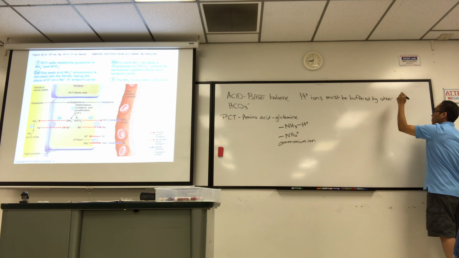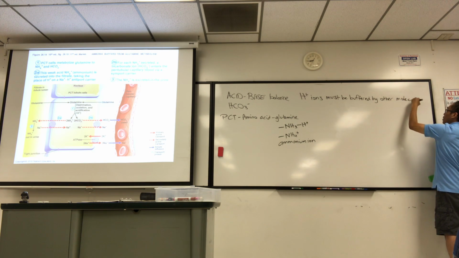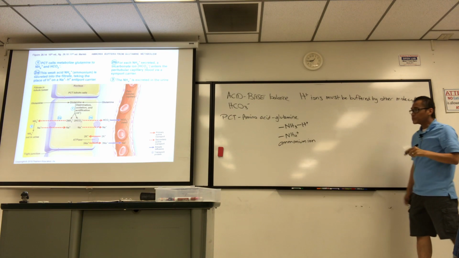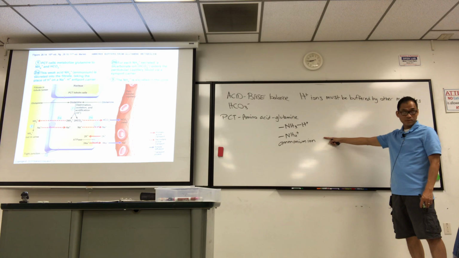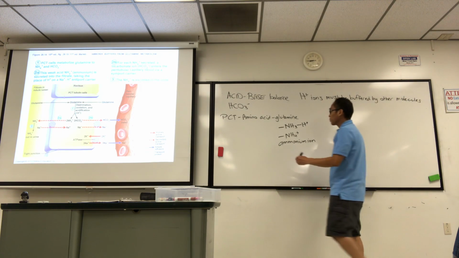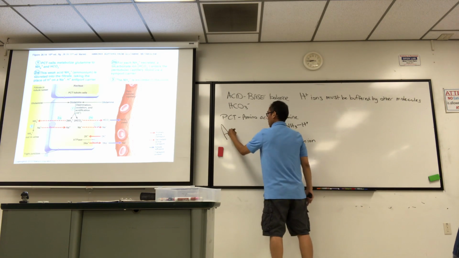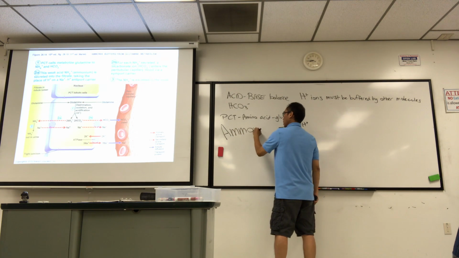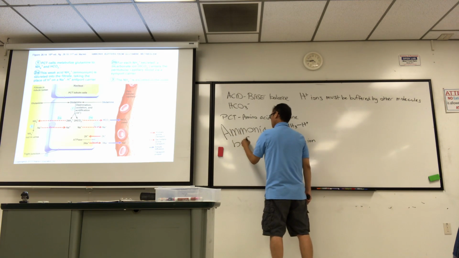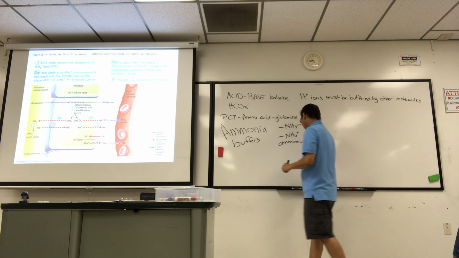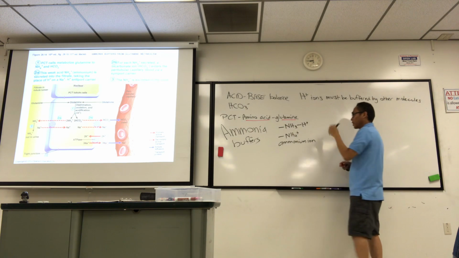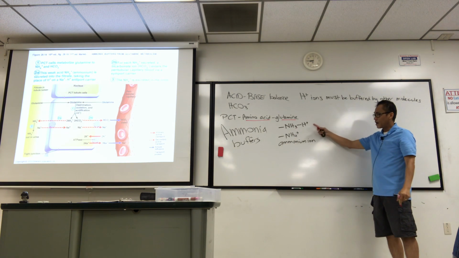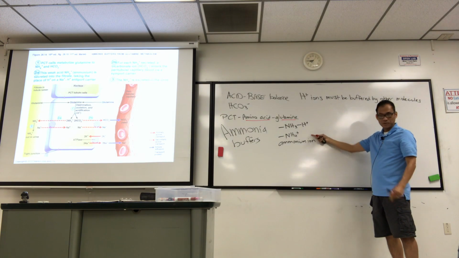I'll just say they must be buffered by other molecules. They're too small to be excreted by themselves. I won't write that, but ammonia buffers. This is kind of what we're talking about here. From the amino acid glutamine, you just break it up into pieces. You acidify the ammonia group to an ammonium ion. This can be excreted.